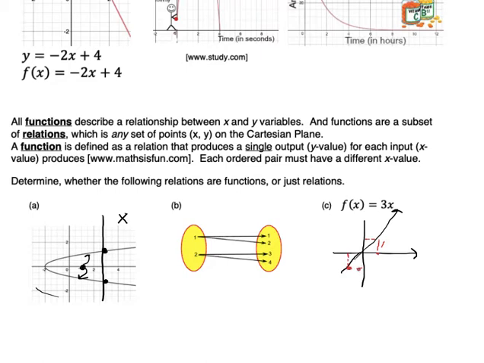Now the y's can repeat. You can get a y value, let's say if it was like this, you can put in an x and get this output, and you can put an x here and get the same output. This is not a problem. You can get the same output for different x values, but what you can't have is an x with two different y answers. So this right here is a function. There's no problem. It passes the vertical line test. It doesn't repeat. And so we say, yep, that's a function.